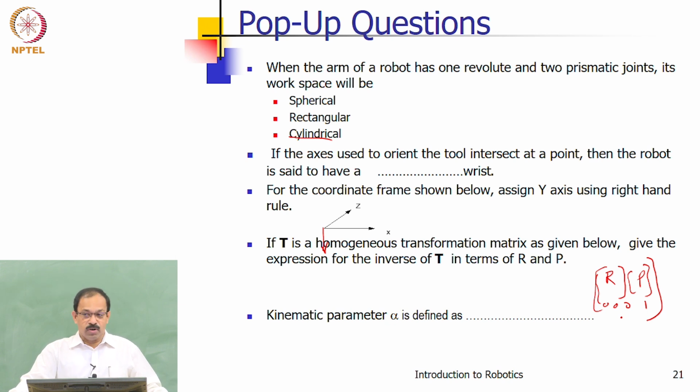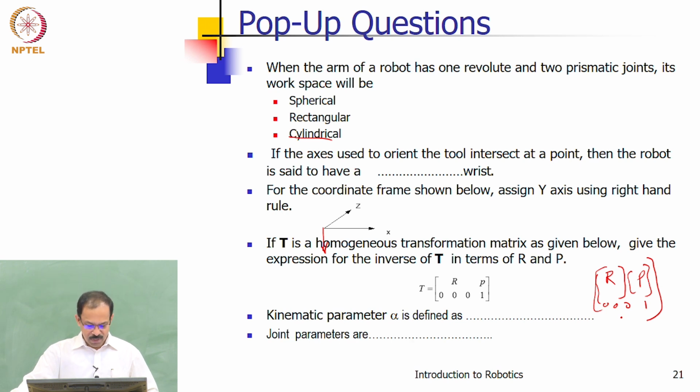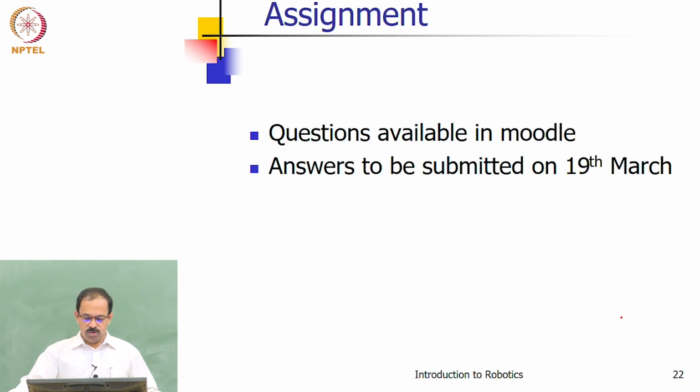What is alpha, or how is alpha defined? Alpha is defined as the angle between Zk and Zk minus 1 measured with respect to x, k. Okay, so that is the alpha. So now you know theta, what is A, D and so on? What are the joint parameters? Theta and D. Link parameters are A and alpha. Okay, so you know all the answers.